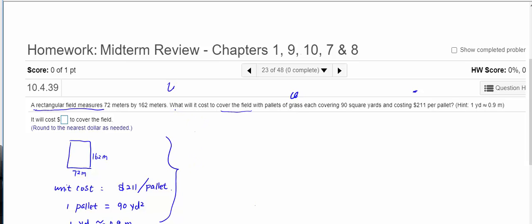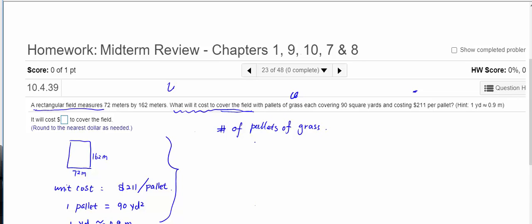Now think about the question. So what will it cost to cover the field? You see, we already have the unit cost. So it is $211 per pallet. So if we can figure out how many pallets we need, then we can multiply the number of pallets by the unit cost. Then we get the answer, right? So we're going to basically go ahead and find the number of pallets. Okay, the number of pallets of grass needed. So we need this number so that we can figure out the total cost.